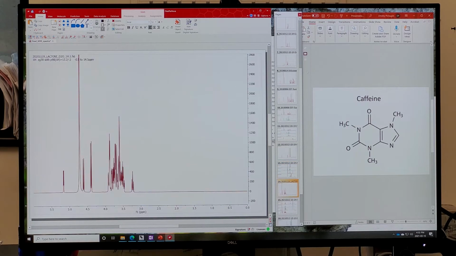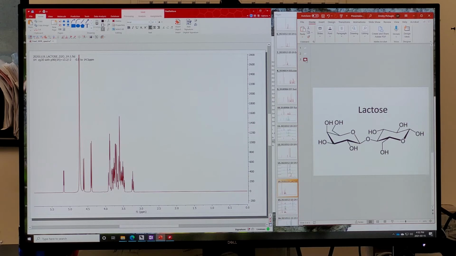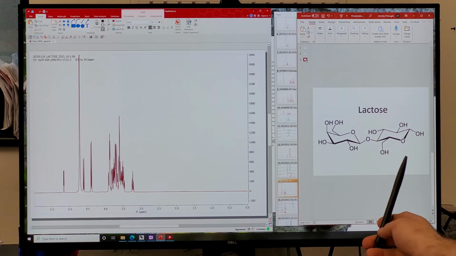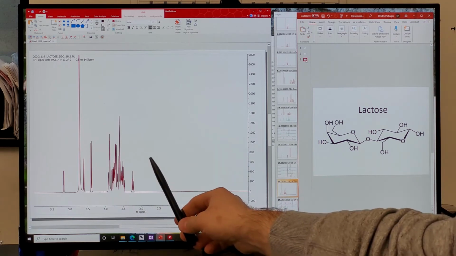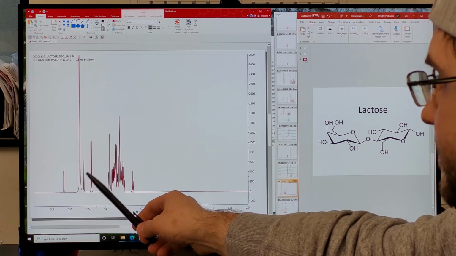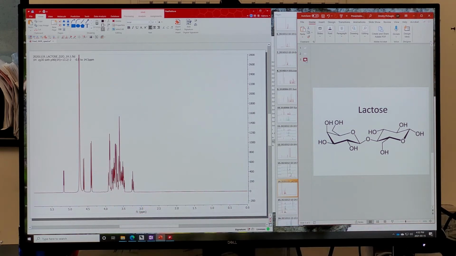Using the same approach, we can look at another interesting molecule, lactose. Lactose intolerance. Everyone has heard of it. So if we look at this molecule, again, we don't have to worry about everything. We can identify just a couple of characteristic peaks, and we can look for them in the complex mixture.